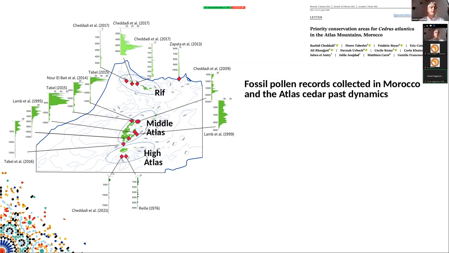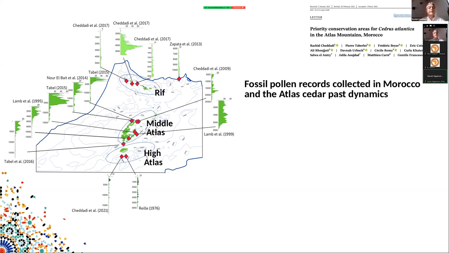Atlas cedar was present there. We can see some occurrences here, but today there are none. The picture that I have shown you of the Atlas cedar almost on sand is located in this green spot. So this is the area where we have cedars, but below there are none today. So there is also a major regression of the Atlas cedar in the High Atlas.